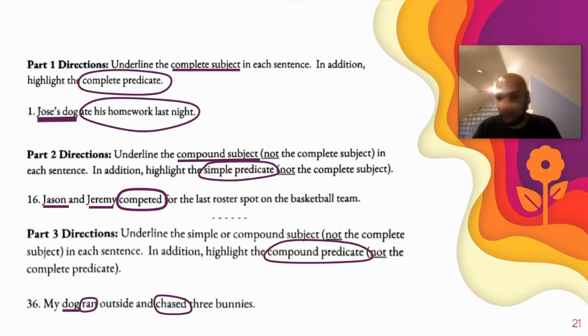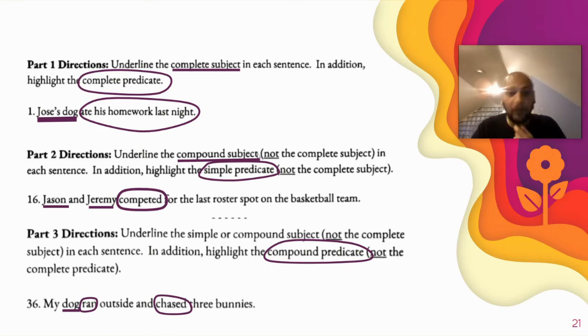It's everything included with the subject. Then our complete predicate is both the verb, ate, and everything that it includes. So the dog ate his homework last night. Since all of that is part of the verb, we're including all of it there as our complete predicate.